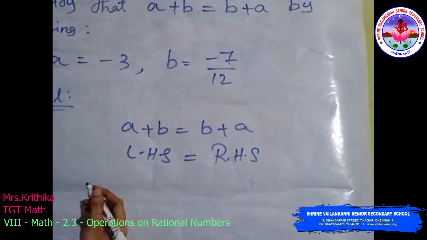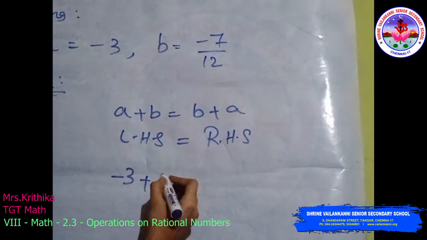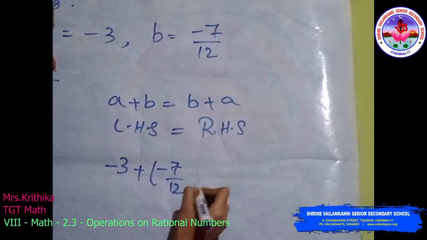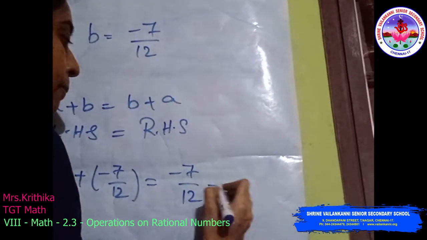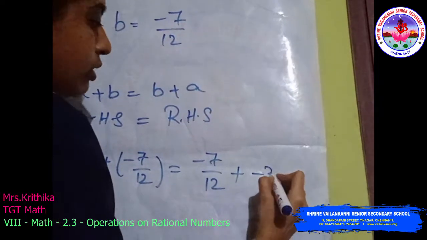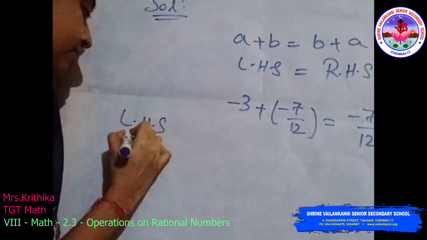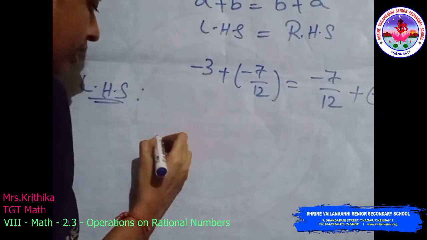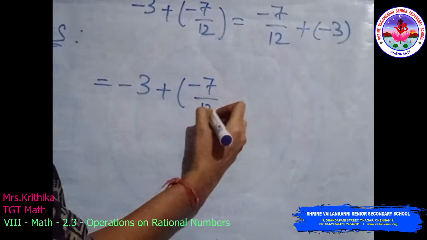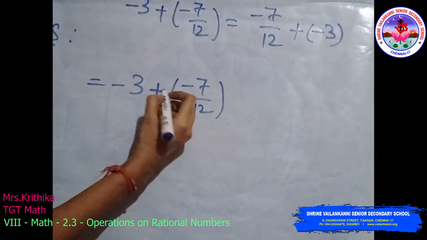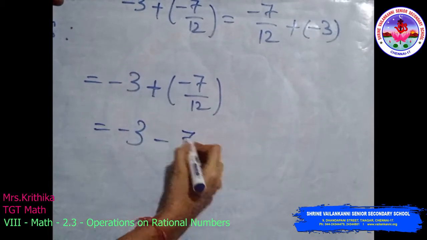Substitute the a value and b value. -3 plus -7/12 is equal to -7/12 plus -3. First taking LHS. -3 plus -7/12. Here plus into minus, 7/12.